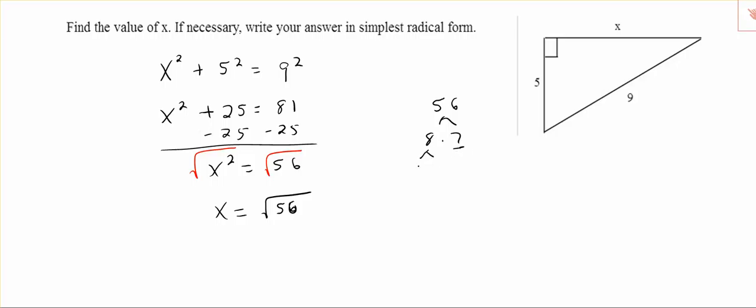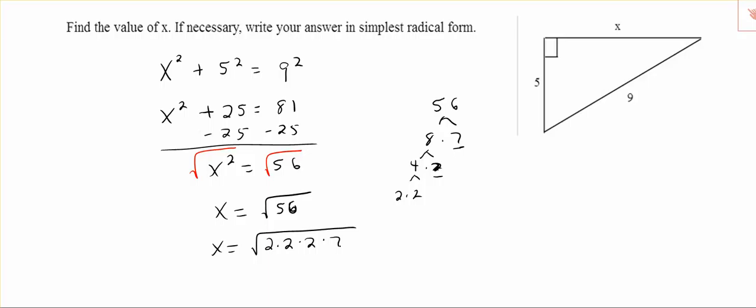I can break 8 down to 4 times 2. 2 is prime, so I'm done with that. And then I can break 4 down to 2 times 2. So I could rewrite the square root of 56 as the square root of 2 times 2 times 2 times 7. And to simplify this, we're looking for 2 of a kind.